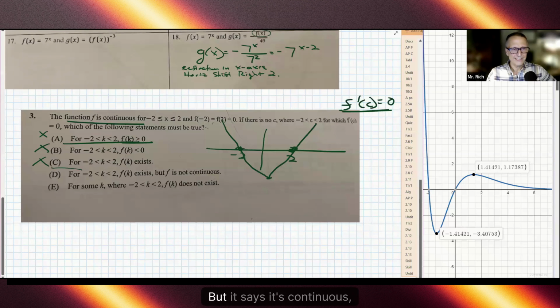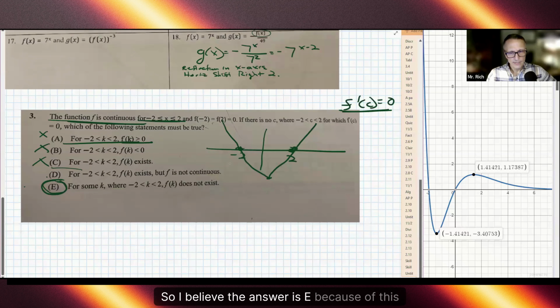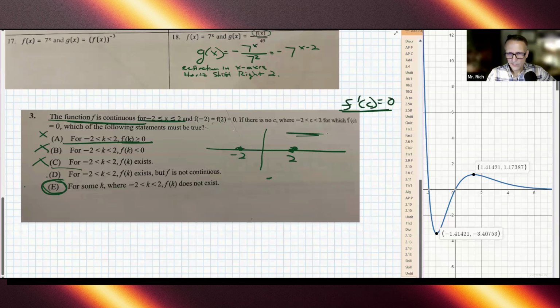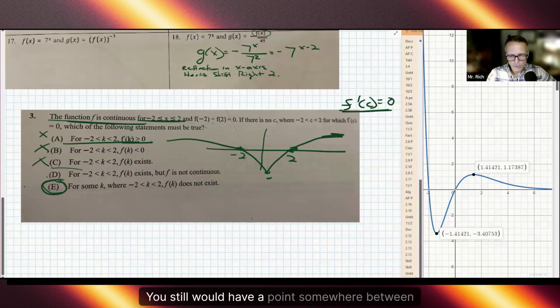This could be, but it says it's continuous, but it's continuous on the closed interval. Okay, I'm not sure about D. E, for some k, the f prime does not exist. I'm going with E right here. D doesn't make any sense because they told me it had to be continuous over that closed interval. So I believe the answer is E because of this example that I gave you. It could have been something that looked like this. Could have been a cusp, but if it looked something like that, you still would have a point somewhere between -2 and 2 for which the derivative doesn't exist.